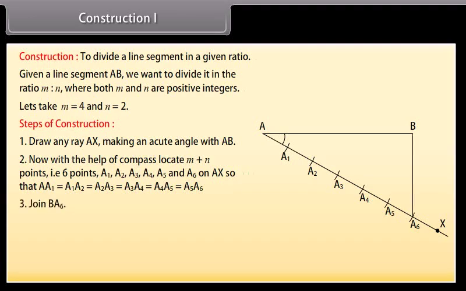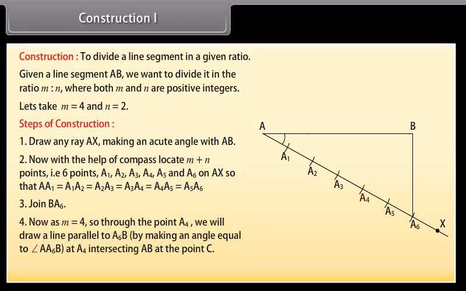Join BA6. Now m is equal to 4, so through the point A4, we will draw a line parallel to A6B by making an angle equal to angle AA6B at A4 intersecting AB at the point C. Then AC:CB is equal to 4:2.